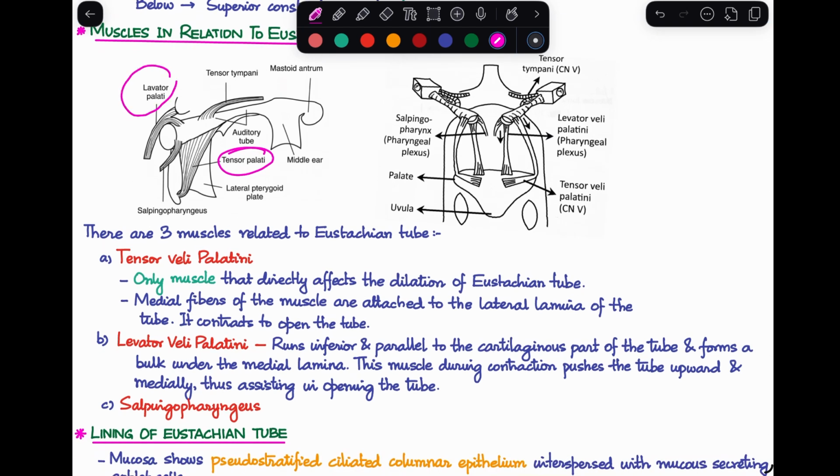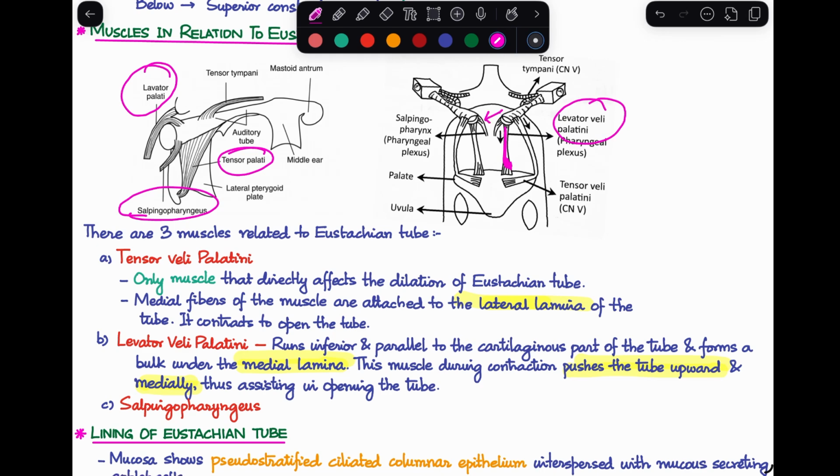The second muscle that we have is the levator veli palatini. You can see in the image here, this is the levator veli palatini muscle. This muscle runs inferior and parallel to the cartilaginous part of the tube, and it forms a huge bulk under the medial lamina. So the tensor veli palatini was more related to the lateral lamina, whereas the levator veli palatini is related to the medial lamina. And this muscle, when it contracts, pushes the tube upward and medially and assists in opening of the tube. And the third muscle that we have is the salpingopharyngeus muscle.